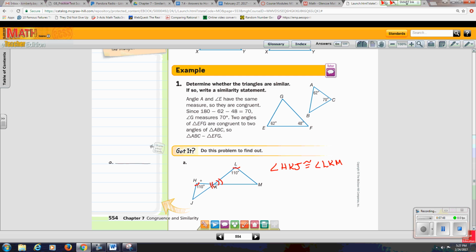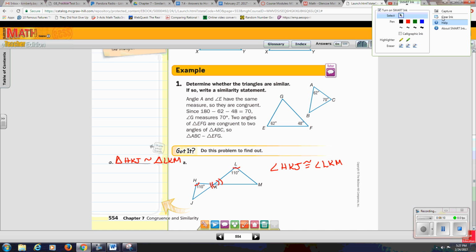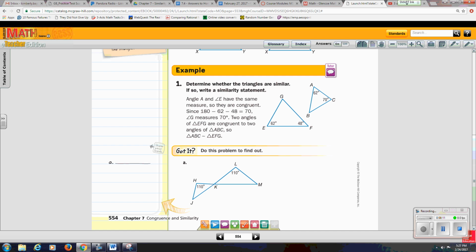So since we have two congruent angles, we have similar figures. So triangle HKJ is similar to triangle LKM. Okay? Hope that makes sense. So let's go ahead and move on to the next example. Move on to page 555.